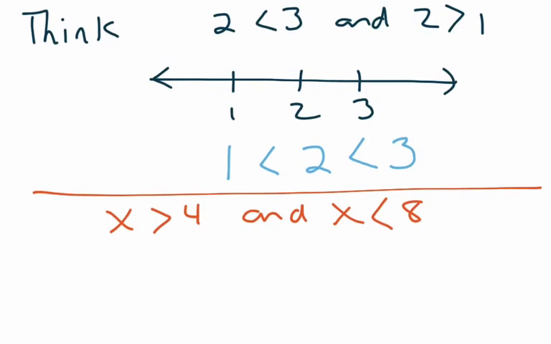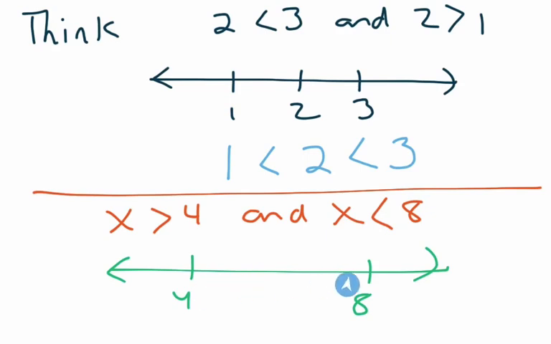Let's take a look at it on the number line. Here's the 4, here's the 8. Is it possible for a number to be greater than 4, that means to the right, and also be less than 8? Yes, it is possible, and it would be represented by this piece of the number line. Those are numbers that are greater than 4 and also less than 8. That gives you an idea of how this "and" type of inequality works.